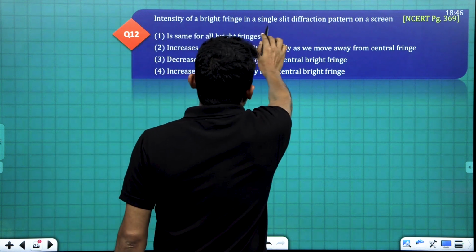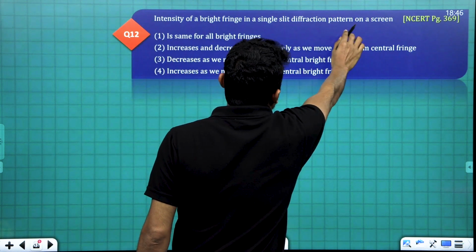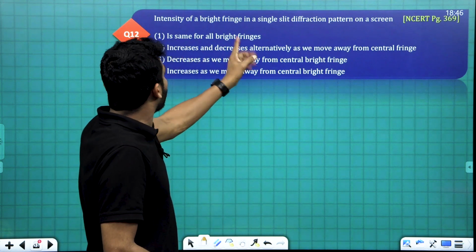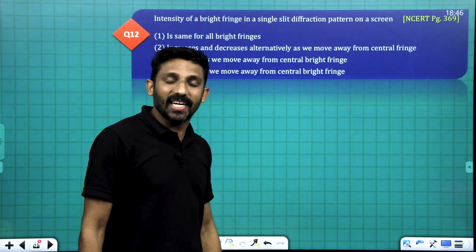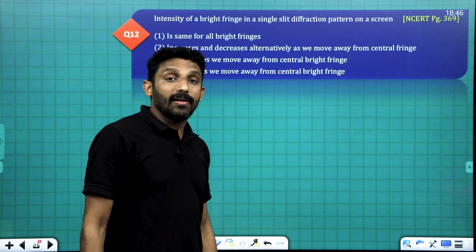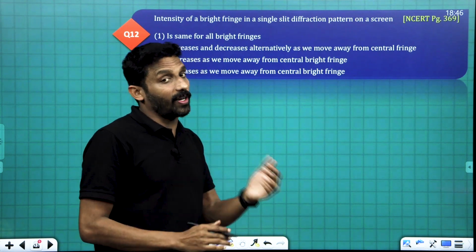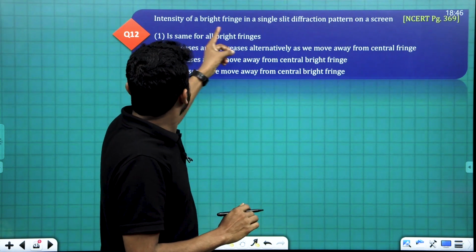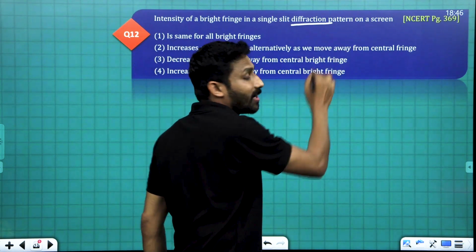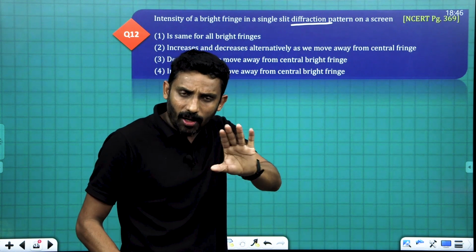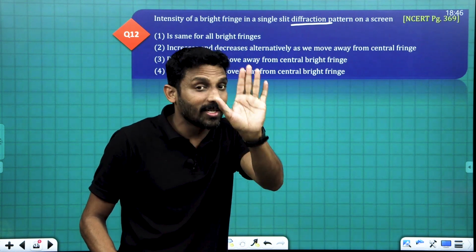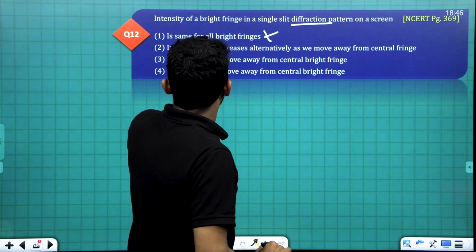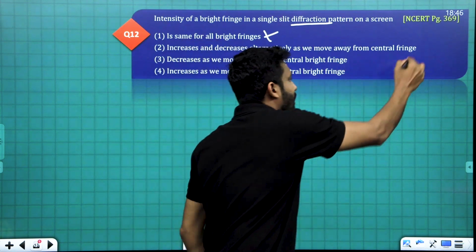The intensity of a bright fringe in a single slit diffraction pattern on a screen is the same for all bright fringes. No. That is a case of interference pattern. This is the case of diffraction pattern. The intensity is not the same for all bright fringes. Wrong. It increases and decreases alternatively. It is wrong.